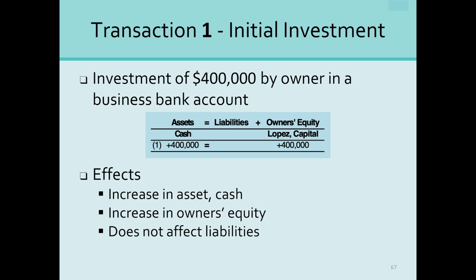Investment of 4 lakh by an owner in a business bank account, right? So when the owner invests 4 lakh, cash and bank is usually taken as same in accounting. Cash and bank तो same है, ठीक है? So when owner invests, what's the name of the owner? Lopez. So when owner invests capital 4 lakh, then cash goes up or down? Up 4 lakh, right? Cash up 4 lakh. And is there any impact on liabilities?